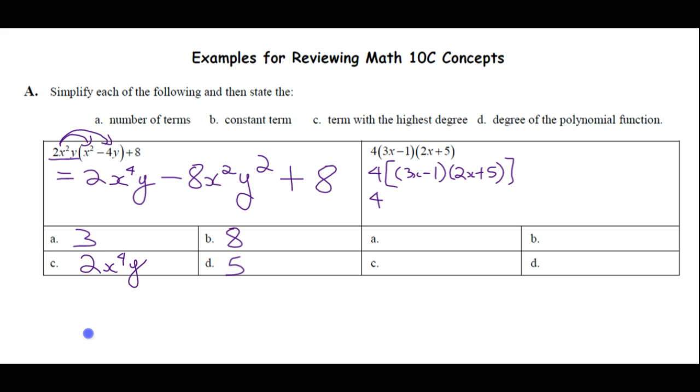So we've got the 4, and now I'm going to multiply. So first, what's 3x times 2x? 6x squared. What's 3x times plus 5? Positive 5. Plus 15x. Okay, so that was first, and then this is outer, the outside term.